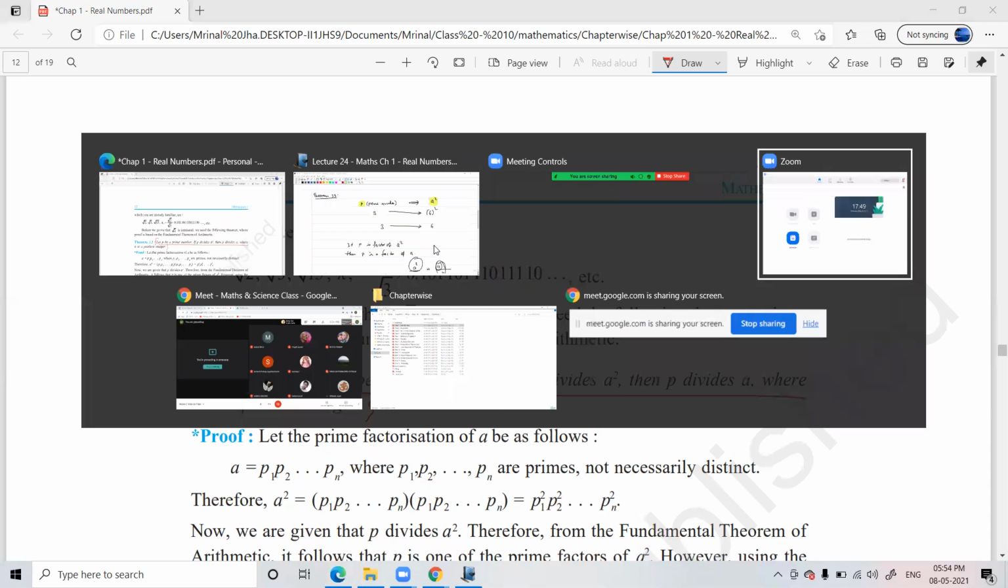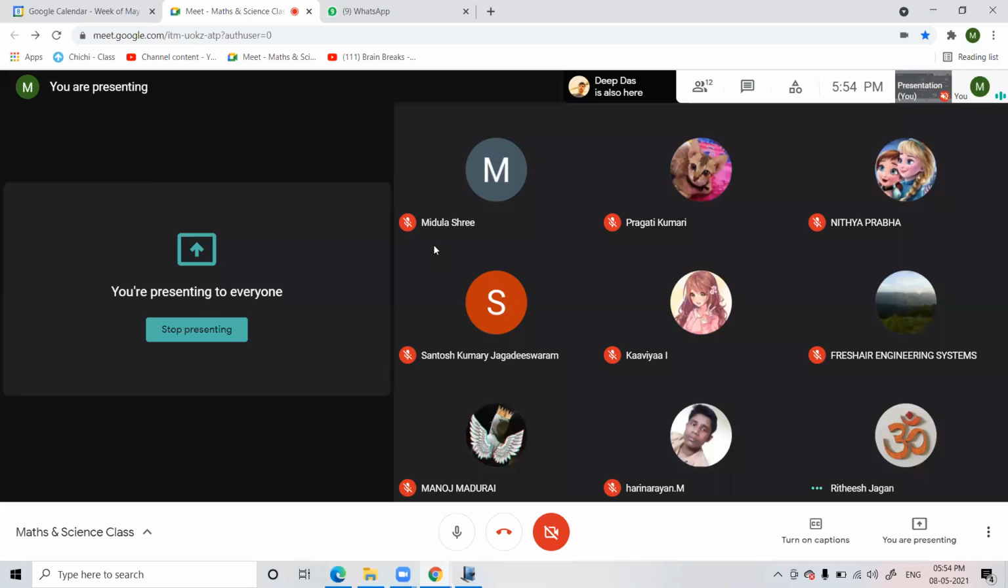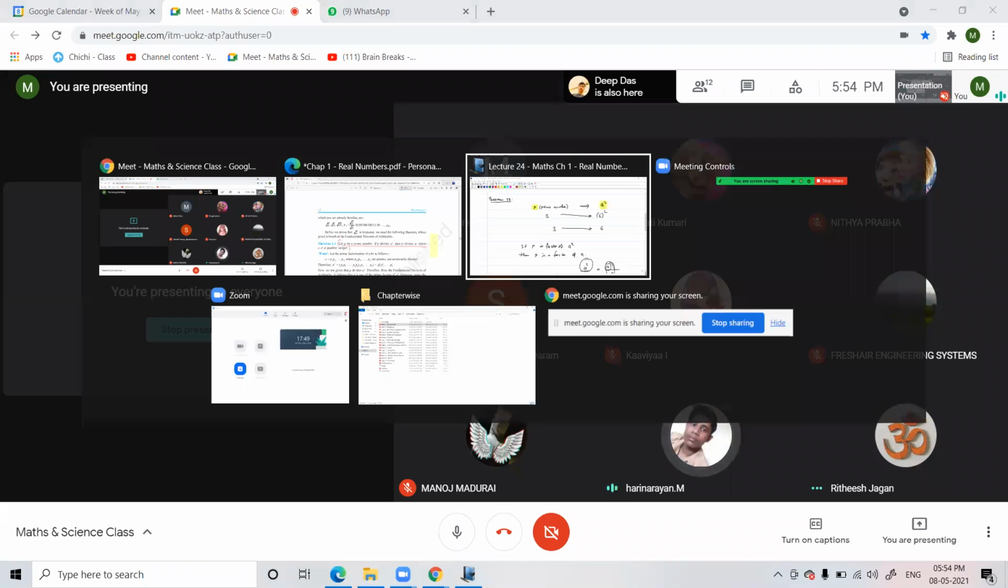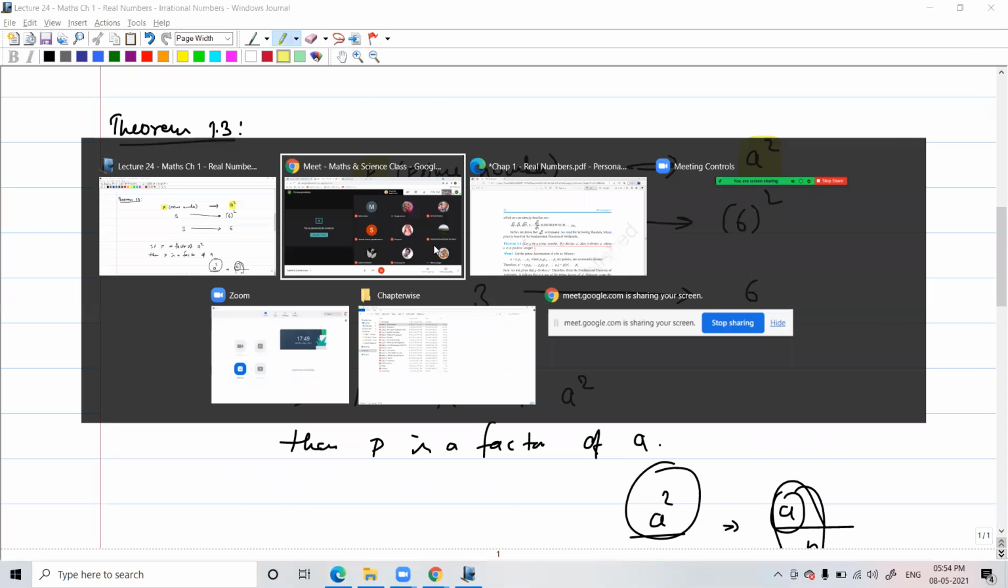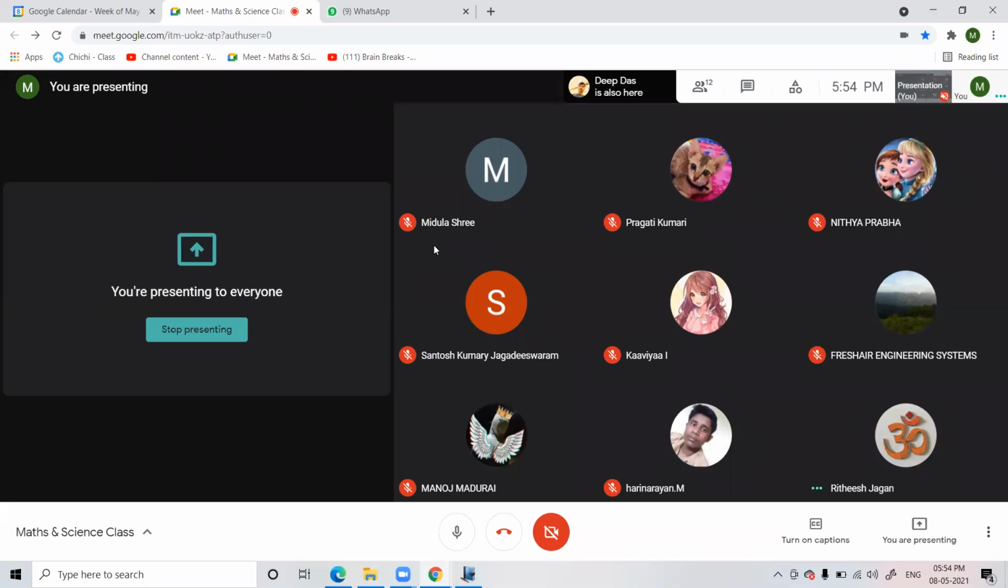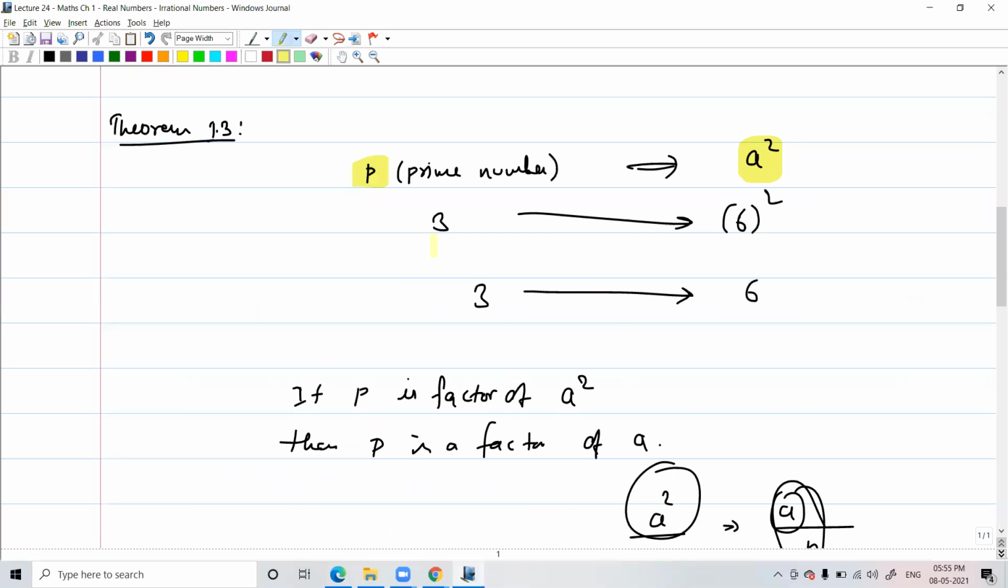Why is everybody in silent mode? Did you people understand or did not understand? Okay, Harinarayan has understood. Pragati has understood. Ritesh understood. Yes, sir. Okay, Manoj. Yes, sir. Okay, very good.